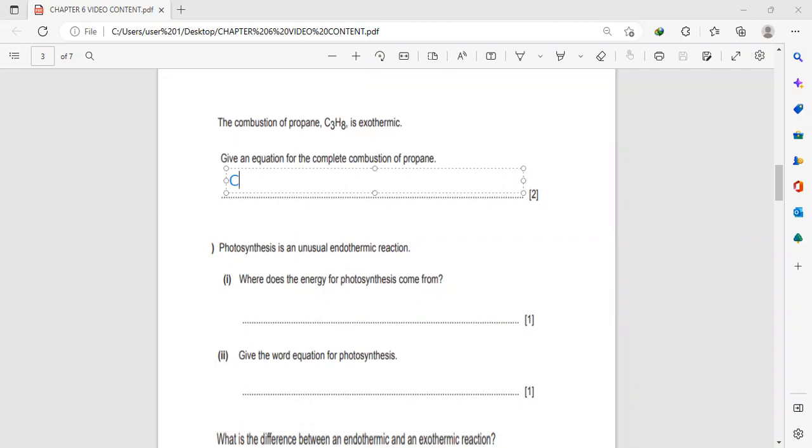C3H8, you want to write the subscripts, C3H8 plus 5O2 gives 3CO2 plus 4H2O.